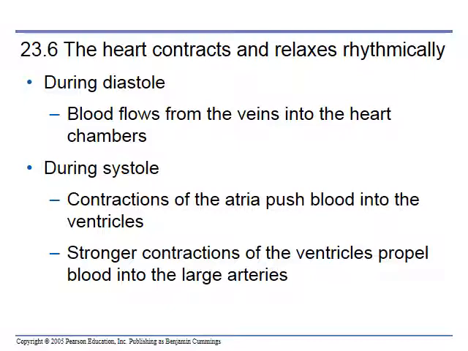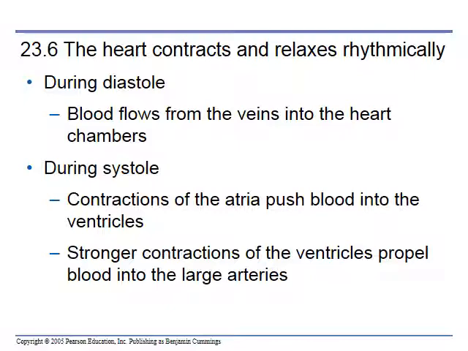All right, the heart contracts and relaxes rhythmically. And so you have something called diastolic pressure and systolic pressure, or diastole, and that is when the blood flows from the veins into the heart chambers. So this is sort of the relaxed version of the heart. And then you have systole, which is the contraction. And there's actually two systoles.